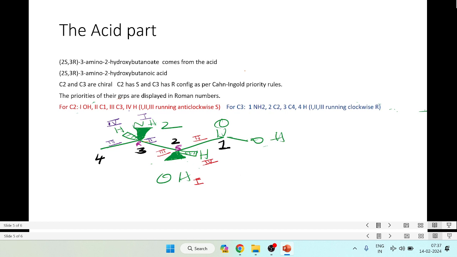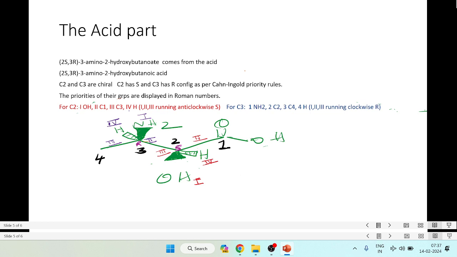The acid part is derived from the parent structure (2S,3R)-3-amino-2-hydroxybutanoic acid. Now if we do the IUPAC numbering of the parent acid structure, we can see that the carboxylic group gets C1 and we number from right to left. We can also observe that C2 and C3 are chiral. C2 has S configuration and C3 has R configuration as per the Cahn-Ingold-Prelog priority rules.